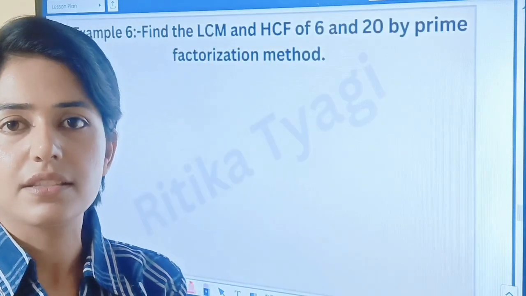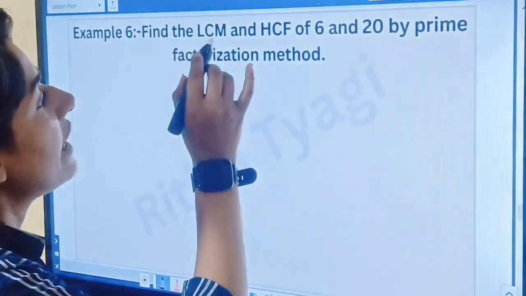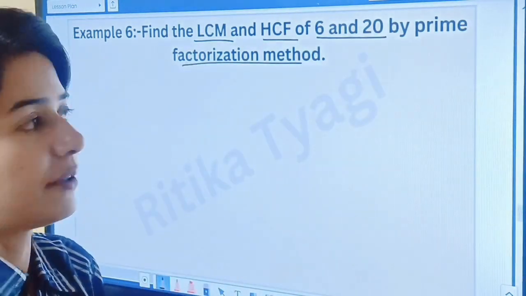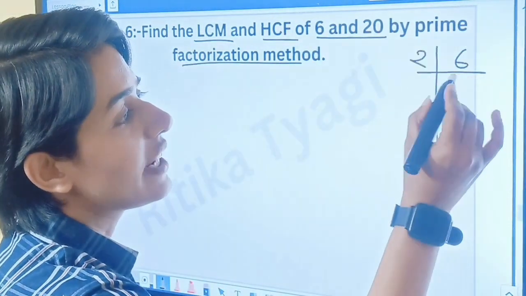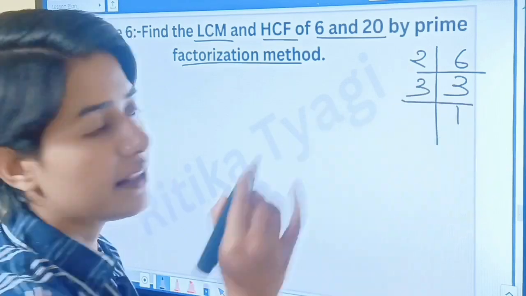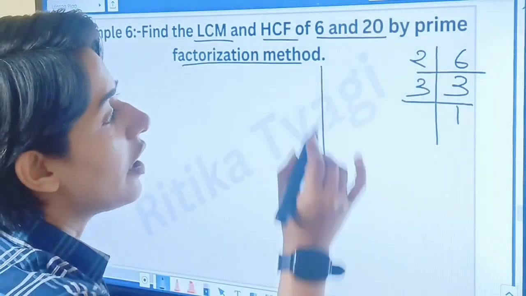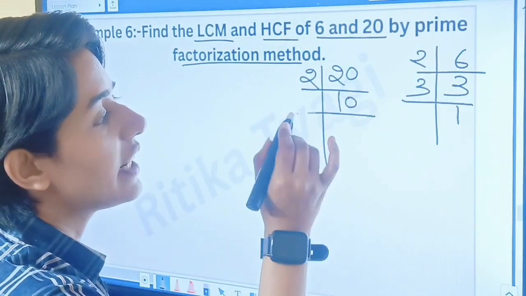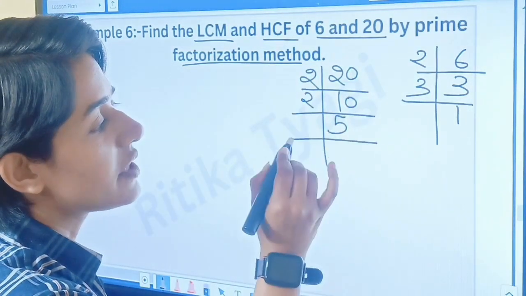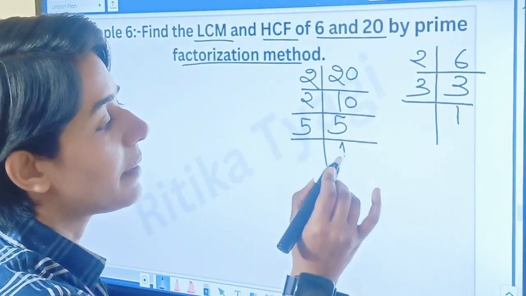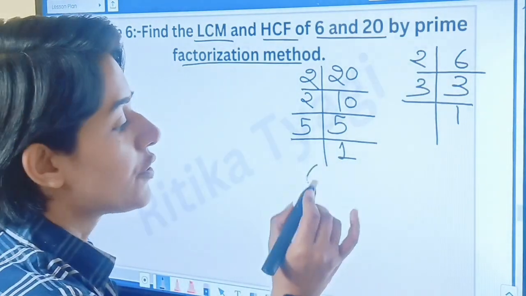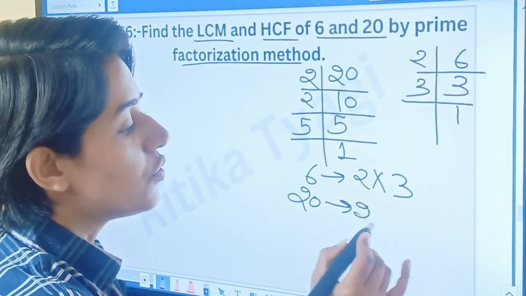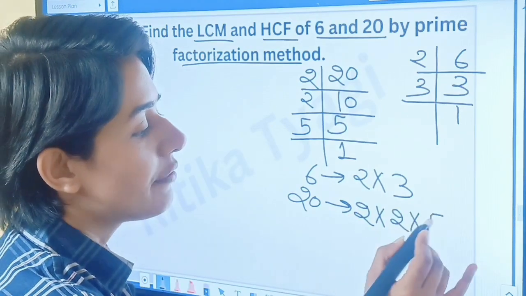Solving example 6 of NCERT. Find the LCM and HCF of 6 and 20 by prime factorization method. We have to factorize 6, we get 2 and 3 as its factors. Now we factorize 20. 20 is an even number, so divisible by 2 we get 10. 10 is also even number, divisible by 2 we get 5. 5 is a prime number, divisible by itself. So factors for 6 are 2 and 3, and factors for 20 are 2 multiply 2 multiply 5.